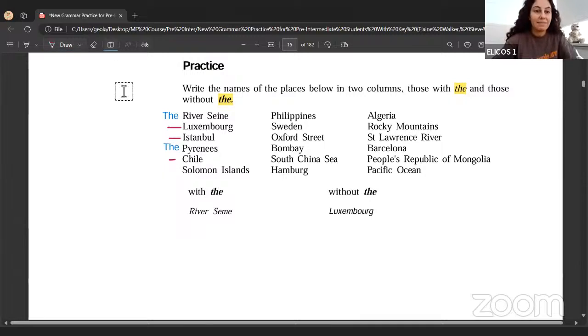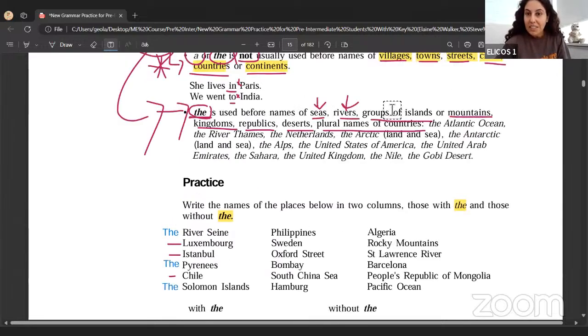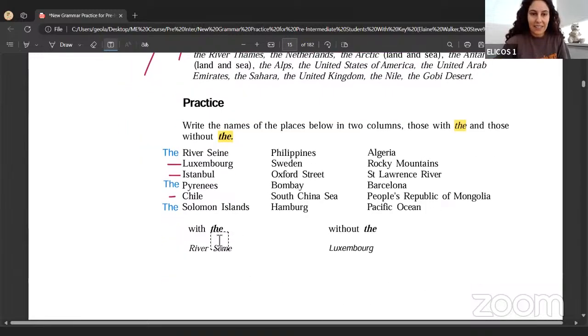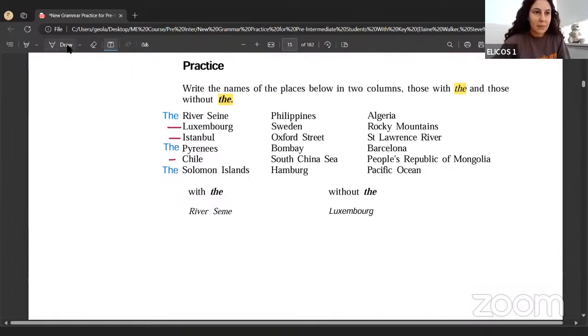Solomon Islands. Yeah, the Solomon Islands. Remember when it said, have a look at your rules, when it's a group of islands, that's a group. Because you could see it's plural, islands. So it's just like lots of little islands. They call this lots of little islands the Solomon Islands. Philippines, country. Sweden, no. Oxford Street.